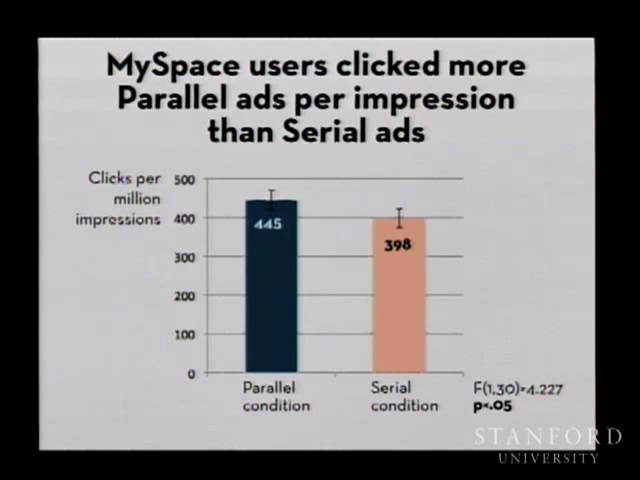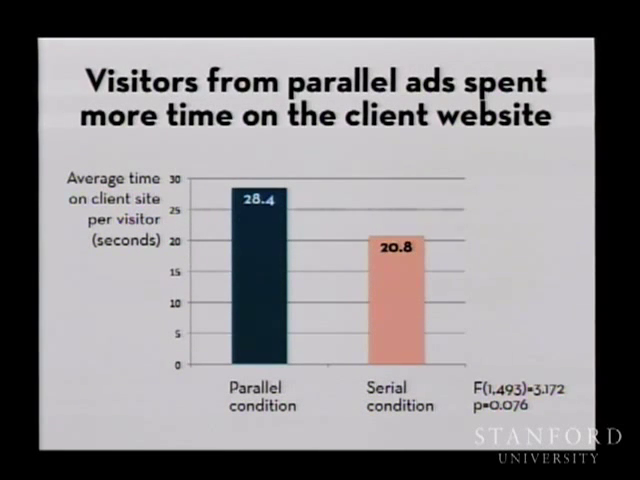And so, according to the MySpace ad data, MySpace users clicked parallel ads more often than serial ads. I've displayed them here as clicks per million. So what that meant is, based on the number of impressions that were shown, the parallel ads actually got more clicks, more attention than the serial ads. Also, interestingly, the visitors who went into the website from the parallel ads spent more time on the website. So not only did it get more people there, once they were there, they spent more time. So kind of an indicator of the type of audience it was reaching. It was reaching the people who were genuinely interested in this magazine.